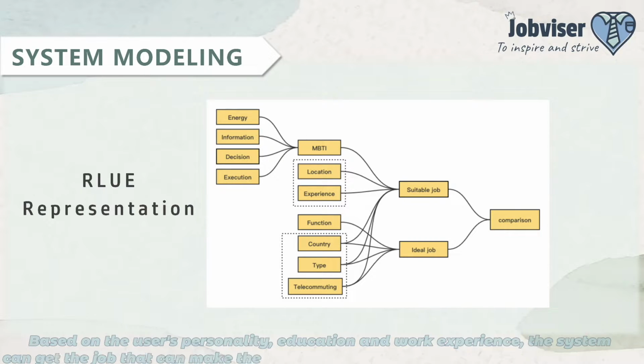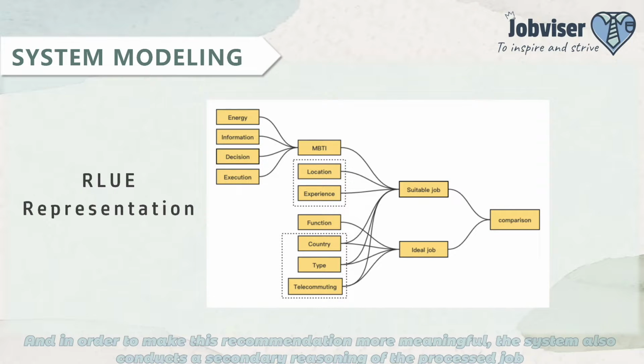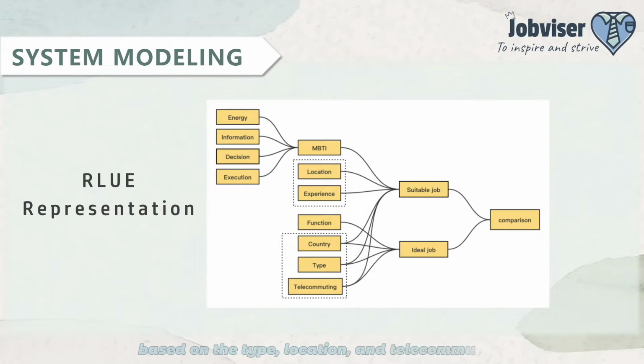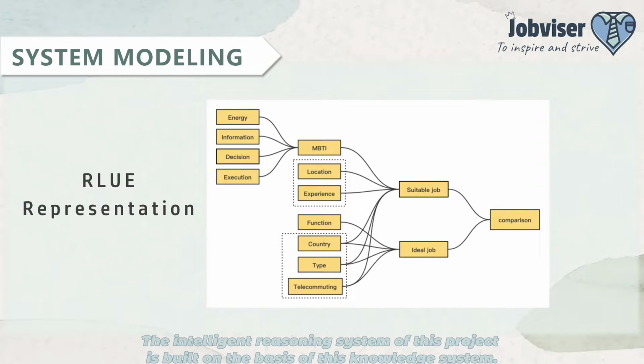Based on the user's personality, education, and work experience, the system can get the job that can make the user have better experience in the working place. And in order to make this recommendation more meaningful, the system also conducts a secondary reasoning of the process job based on the type, location, and telecommuting, and compared and analyzed the 2 career results, inferred to show our recommendation reasons. The intelligent reasoning system of this project is built on the basis of this knowledge system.